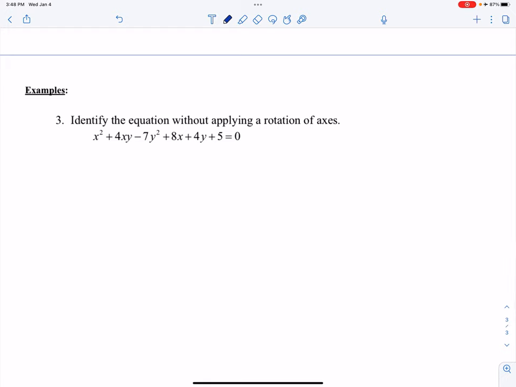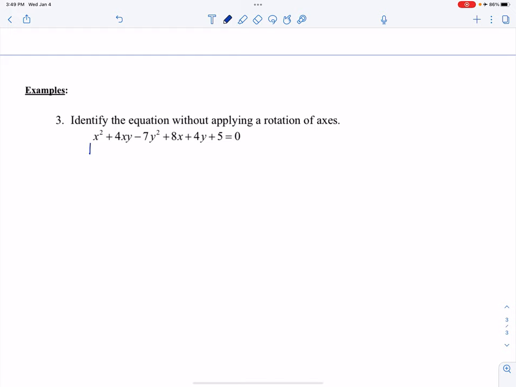Okay, this lecture is quite short and straightforward. This is our last example. Identify the equation without applying a rotation of axes. X squared plus 4xy minus 7y squared plus 8x plus 4y plus 5 equals 0.